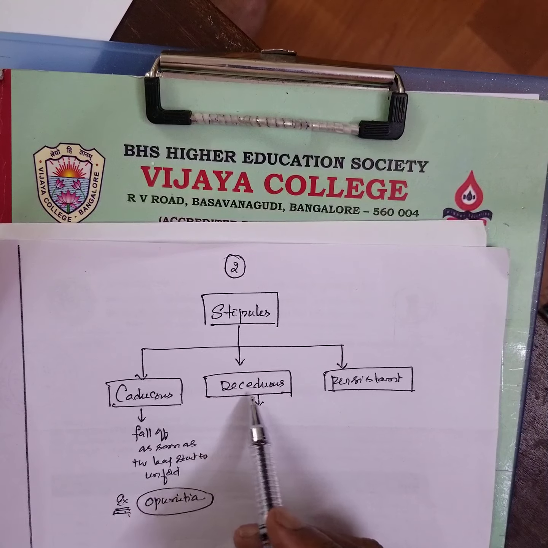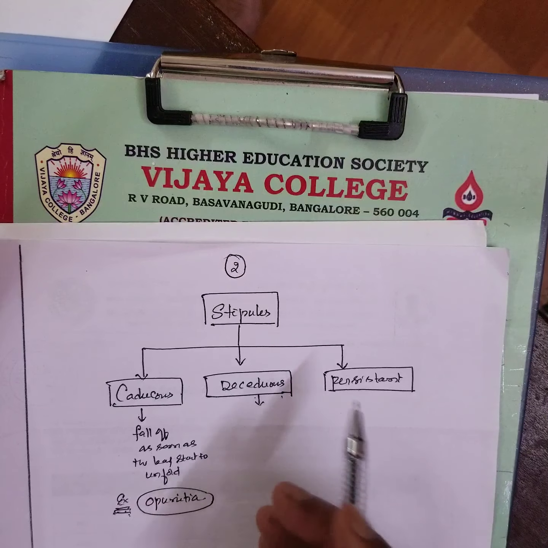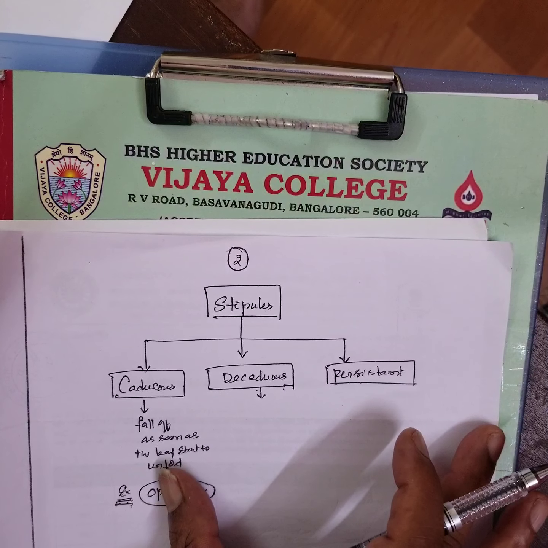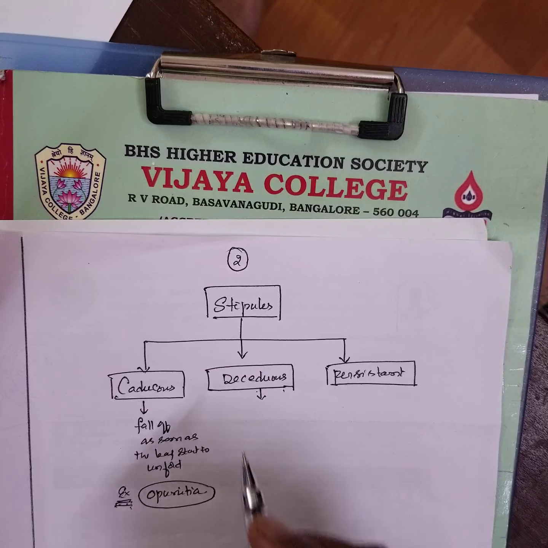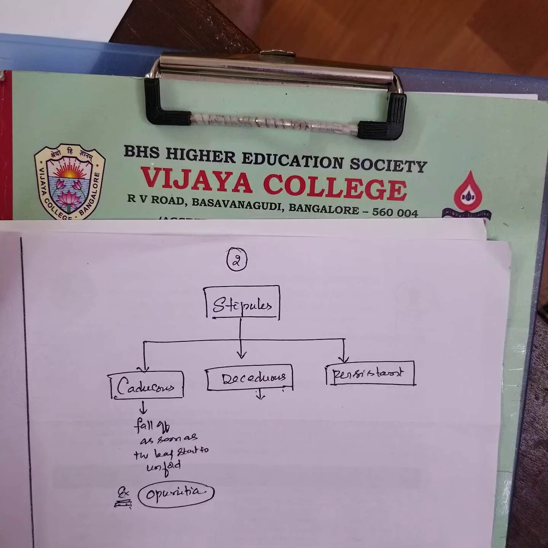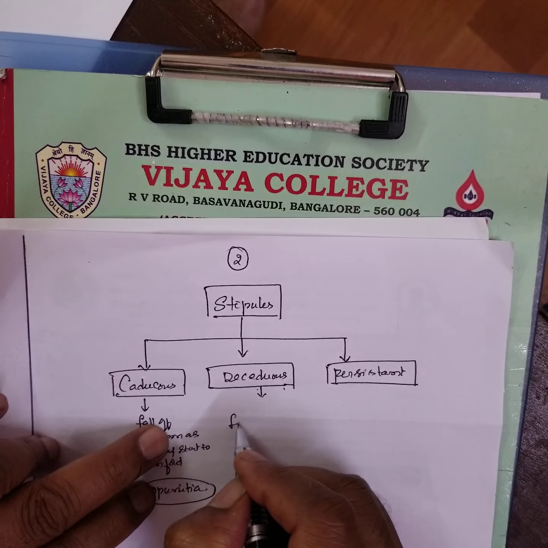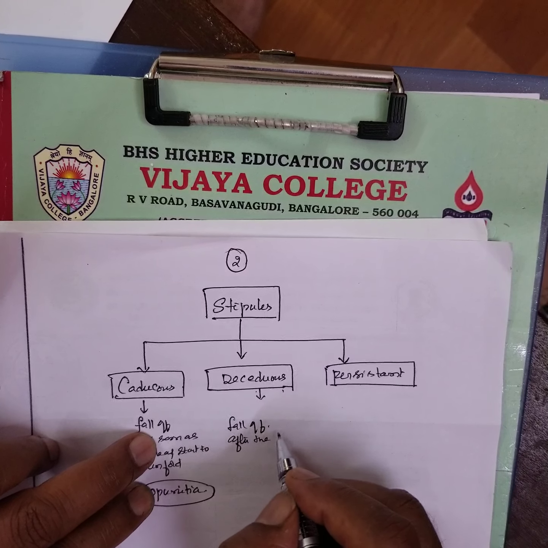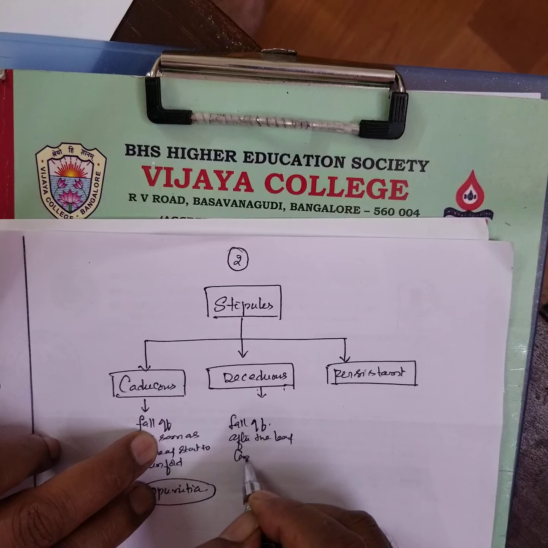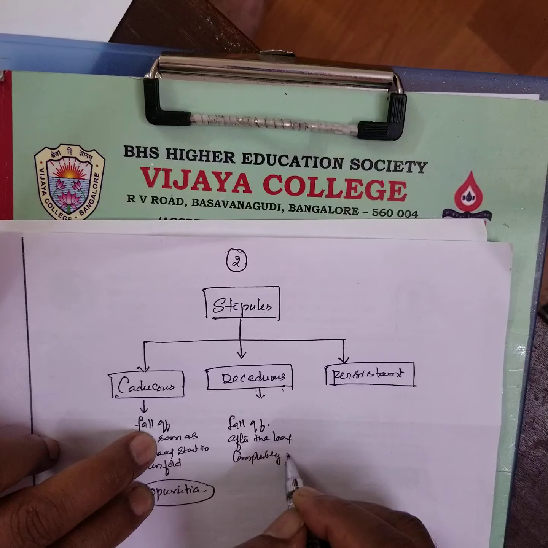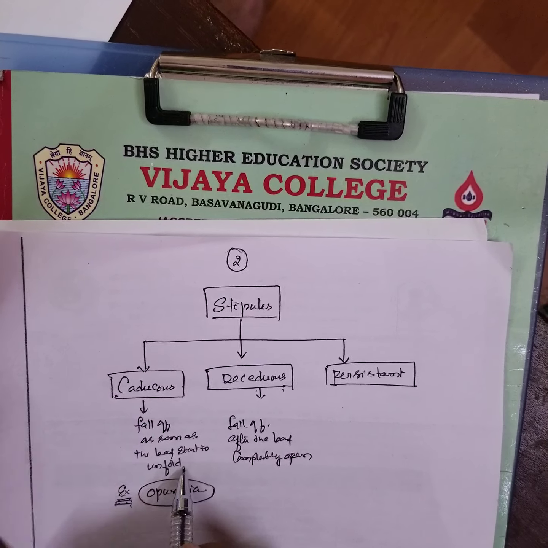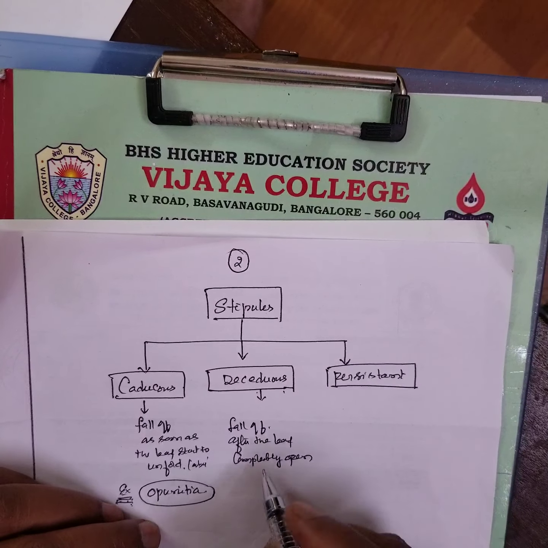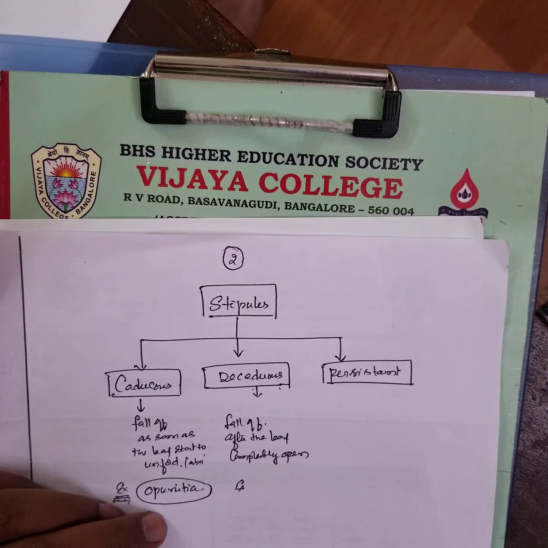But here, deciduous is what? This type of stipules will fall off after the leaf is completely developed. Right? Therefore, deciduous, that is, fall off after the leaf completely opens up. Here, partially or about to open, unfold or about to open, it will fall. Okay. Example, mulberry.